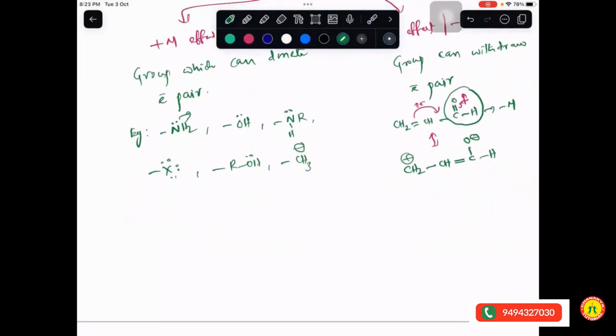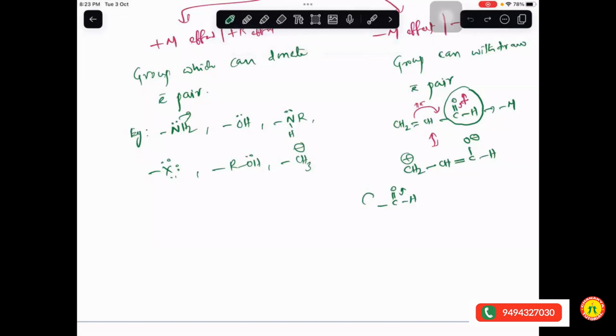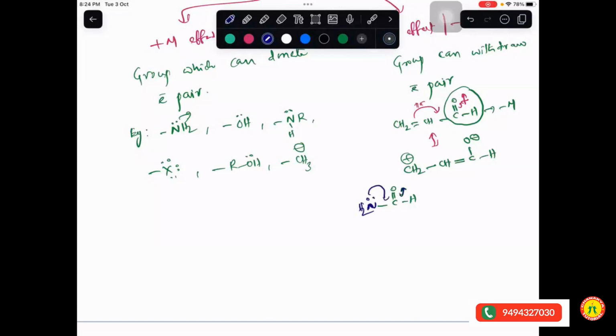Like this, many are there. Not only this one. If any carbon contains a C double bond, that acts as a minus M group because it can pull the electron density from others. Suppose I put NH2 here. NH2 has a lone pair, right? This lone pair can shift here. That means this group is the plus M effect, simple, because it is donating.